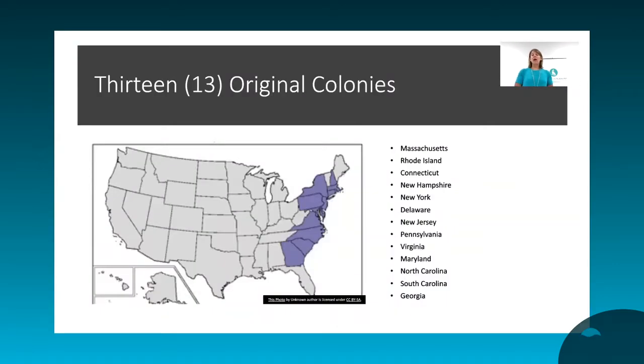So for the 13 original colonies, we have a map here, and all the states that you see highlighted are your 13 original colonies. We have Massachusetts, Rhode Island, Connecticut, New Hampshire, New York, Delaware, New Jersey, Pennsylvania, Virginia, Maryland, North Carolina, South Carolina, and Georgia. Those were what we started with. Then as the United States of America grew, we added all the other states that you see right here, including Alaska and Hawaii.